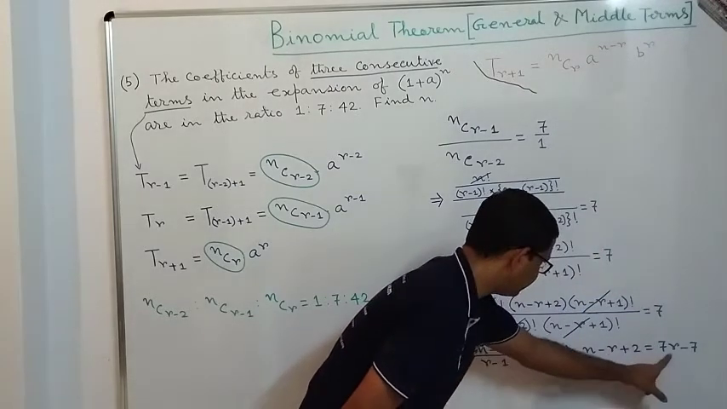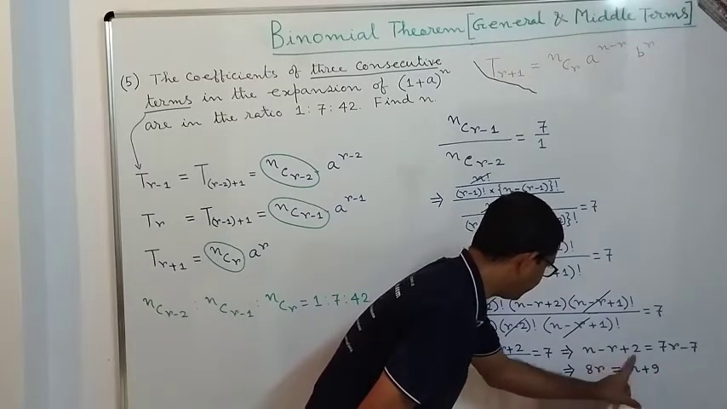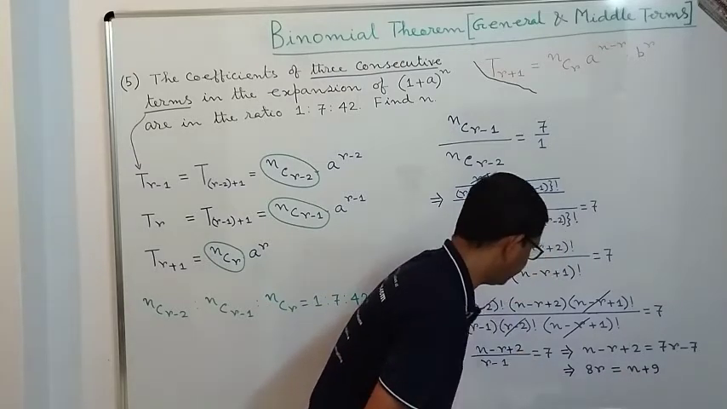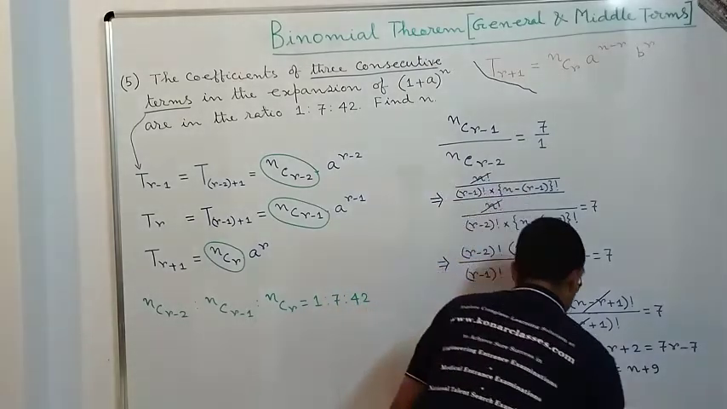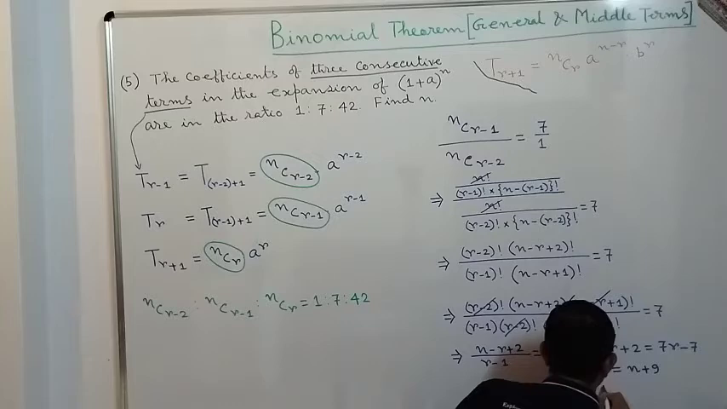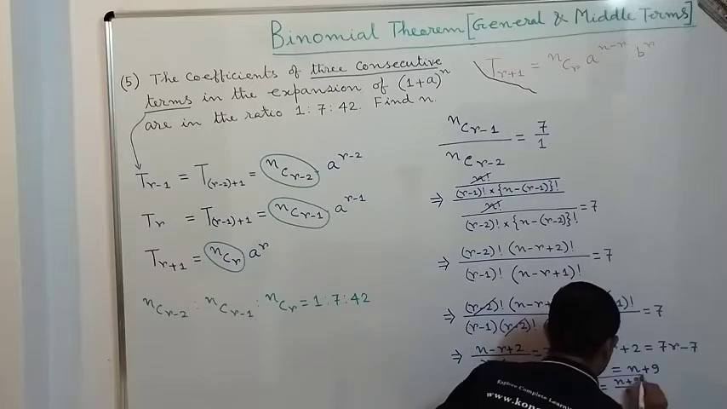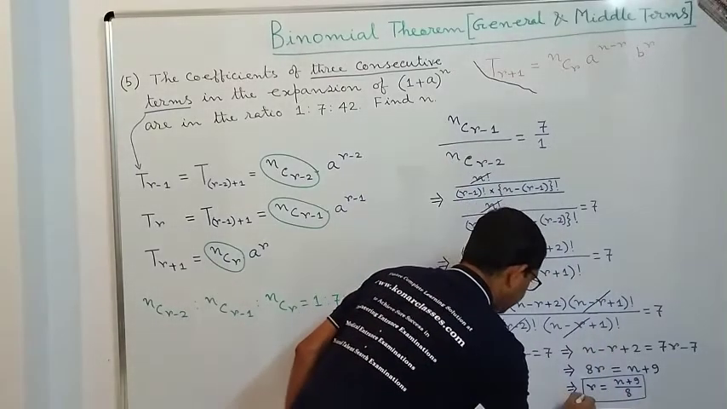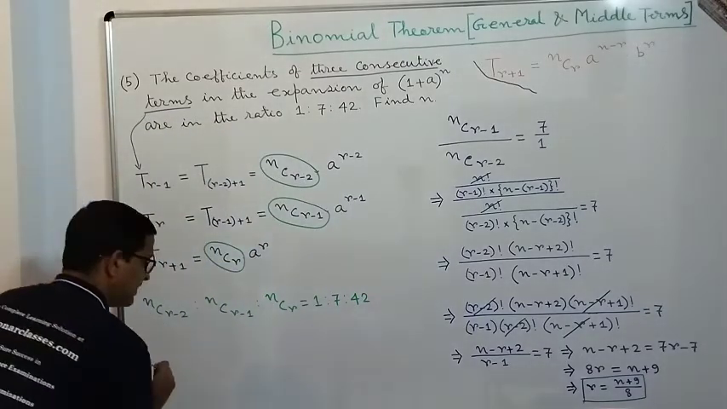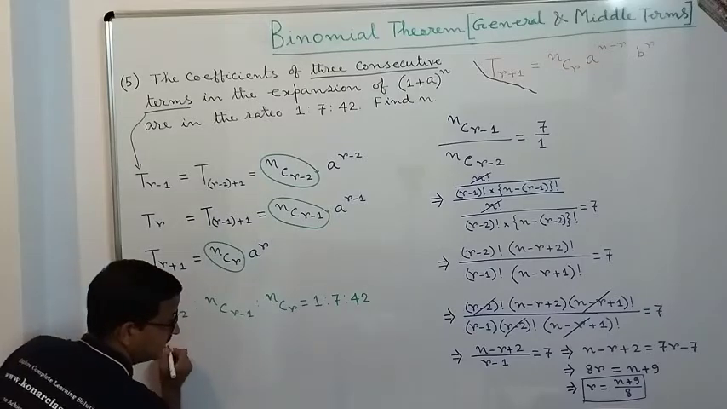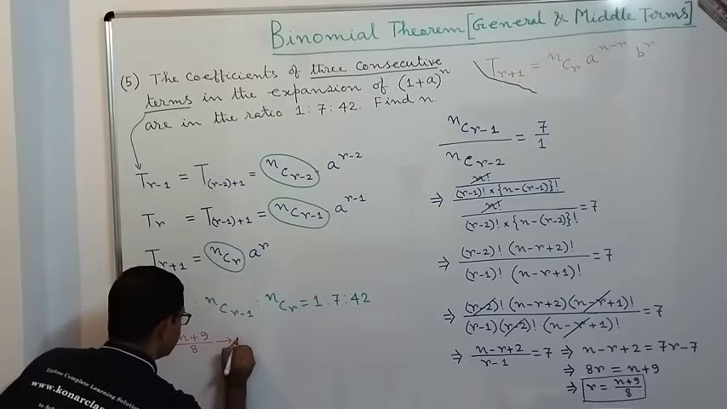These r and 7r we bring to one side, so that becomes 8r. Then n plus 2 and plus 7, so n plus 9. So from here we get the value of r is equal to (n plus 9) by 8. Correct? So let us write it somewhere. Let me write in a different color here. So we get r is equal to (n plus 9) divided by 8. Let us call this equation 1.